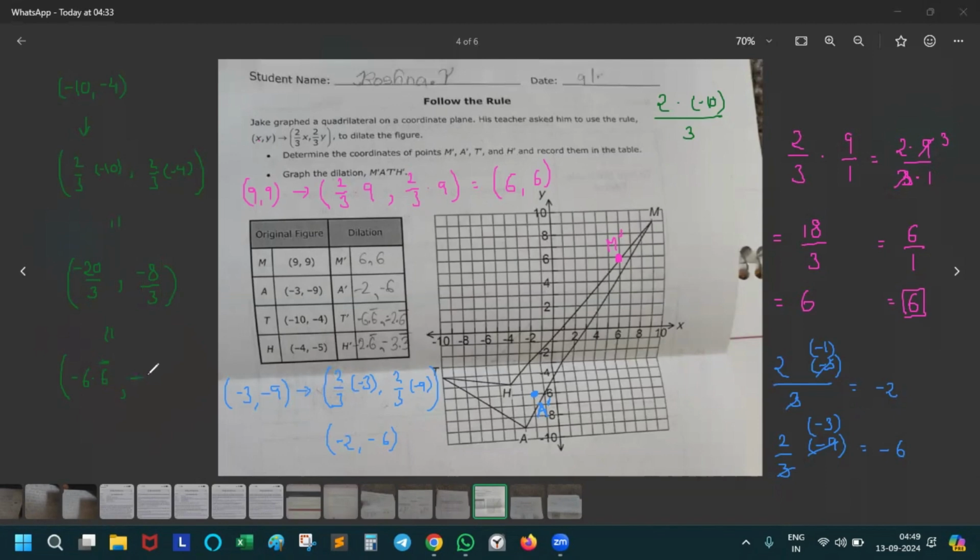-2. Negative 2, but again, there is some remainder, so it keeps repeating. 6, 6, 6. So this means you plot a point approximately at negative 6.6 and negative 2.6. Convince yourself it's going to be negative 6.6-ish around here and negative 2.6-ish around here. I'm eyeballing it somewhere. So this is the image of T. So that's why this is T prime, right?